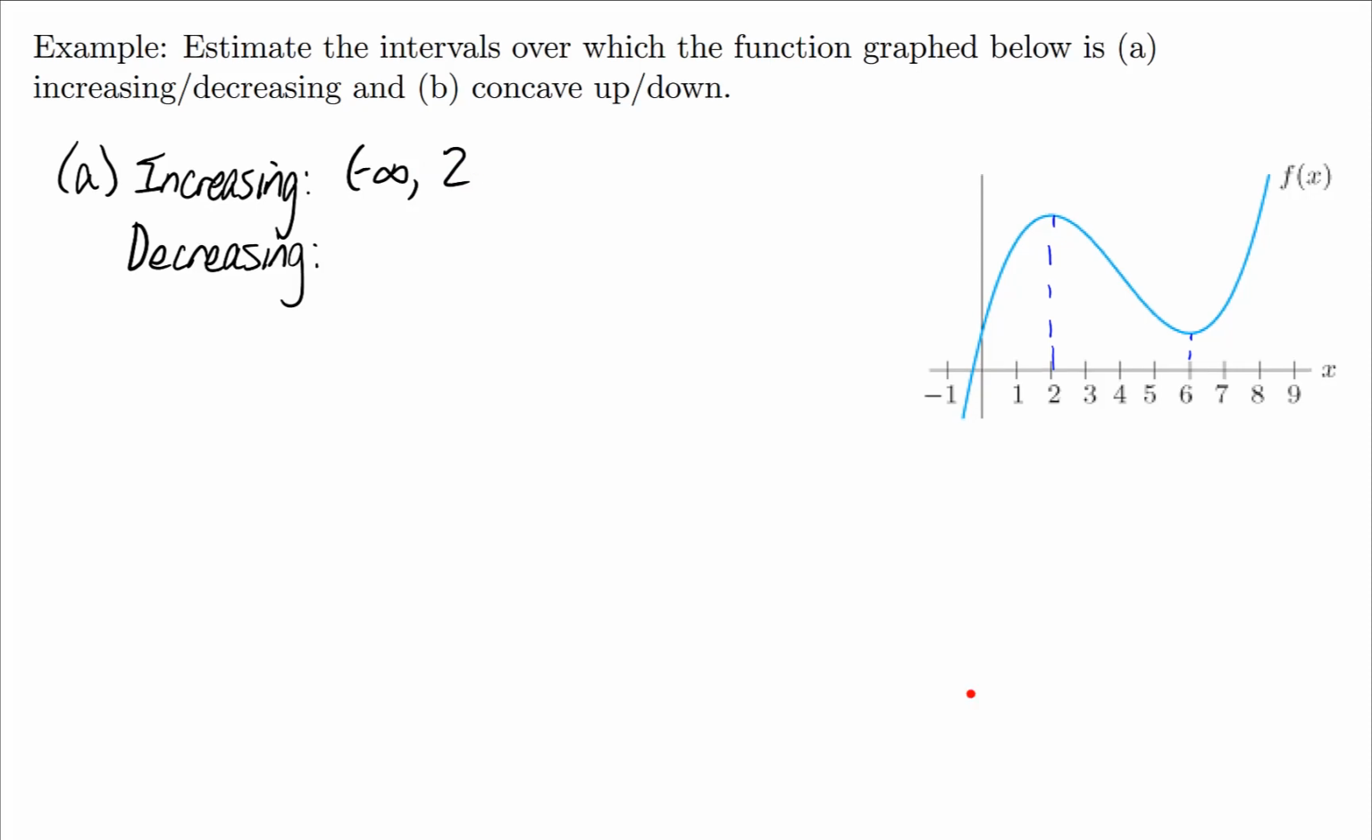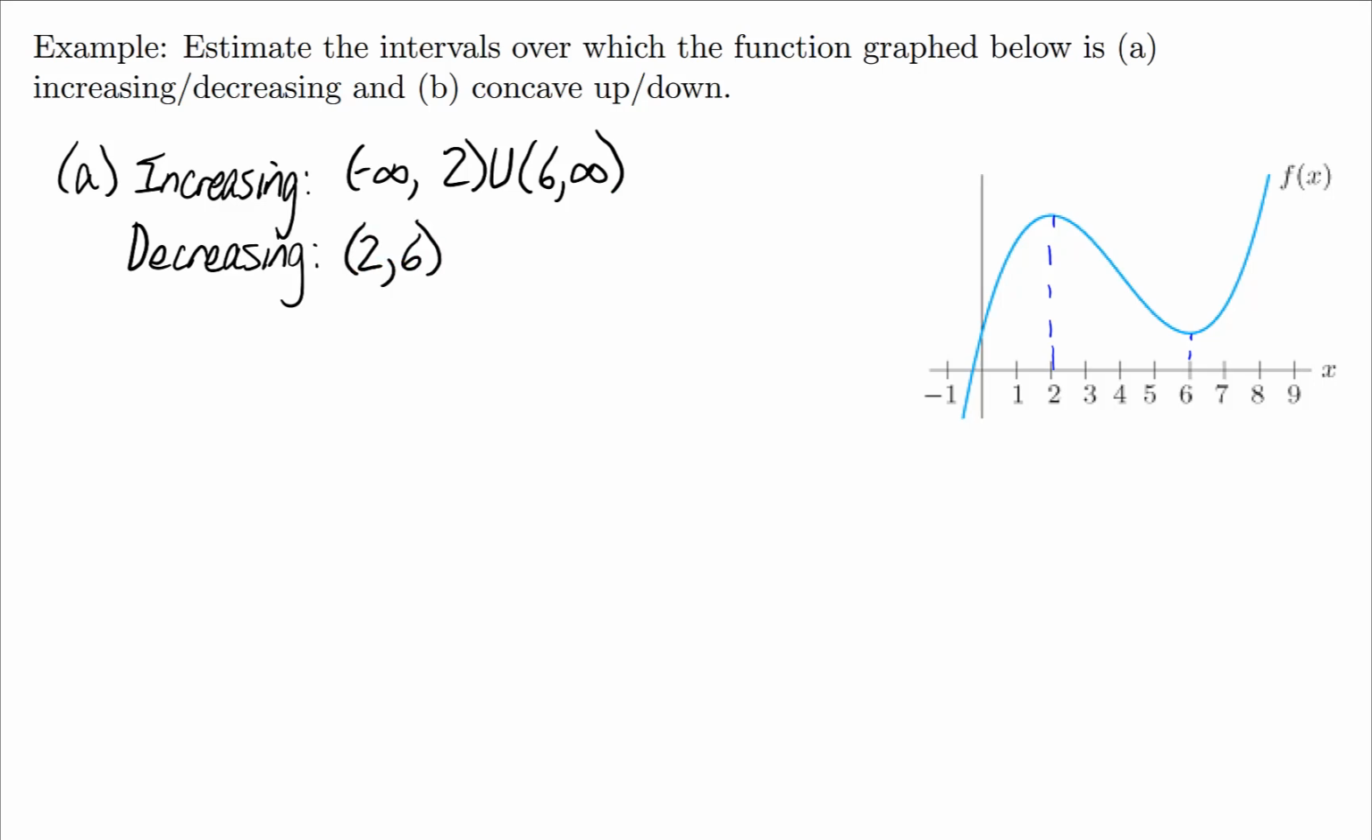Now increasing doesn't really happen at a single point, so oftentimes we will use parentheses whenever we close these off. But it's also increasing after 6, so let's put the rest of it as a union with 6 to infinity. And again, the union symbol in this case is just a way to join two intervals together. And then with that, the decreasing is between 2 and 6.